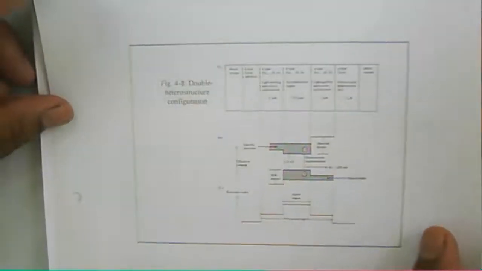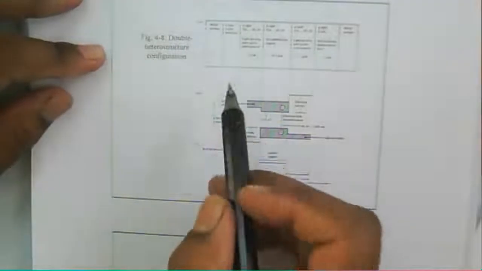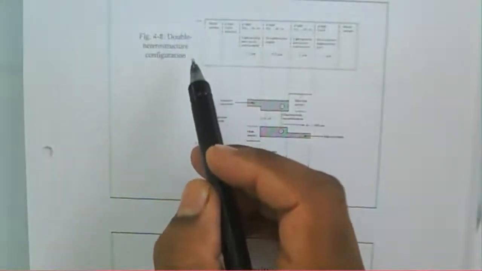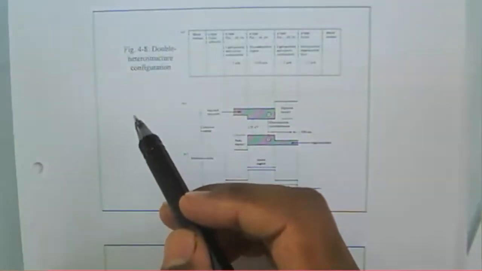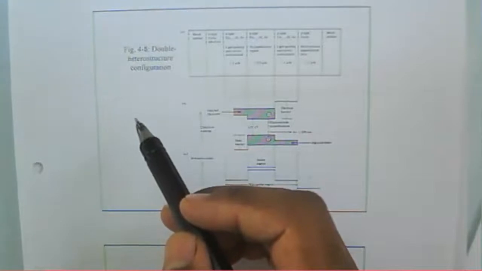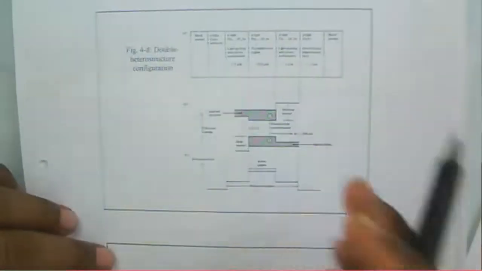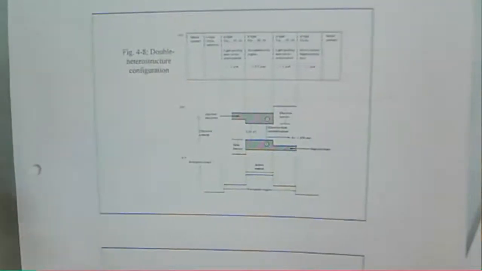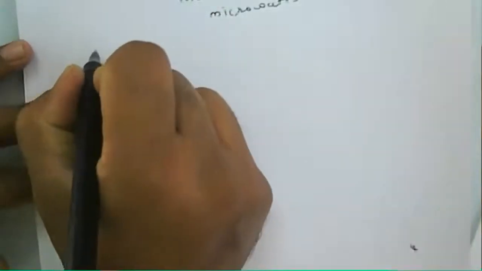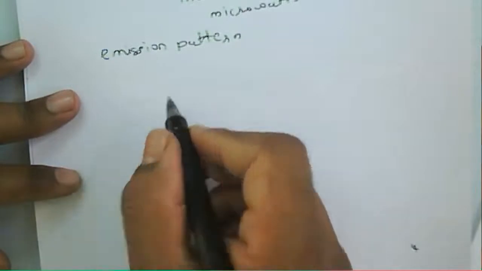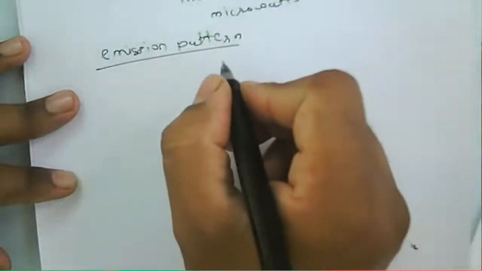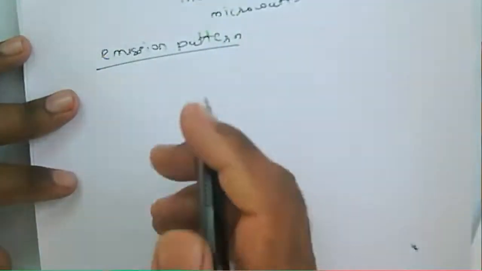Now, generally, a light emitting diode, we say that it has a double heterostructure configuration. Okay, that is about the double heterostructure configuration. But first, for a given particular light emitting diode, how will the emission pattern look? Then we'll come back to the structure. So emission pattern means what? How your light is emitted from the light emitting diode.